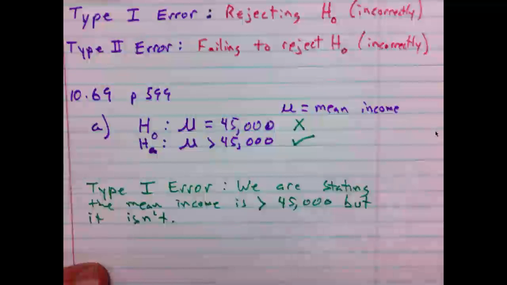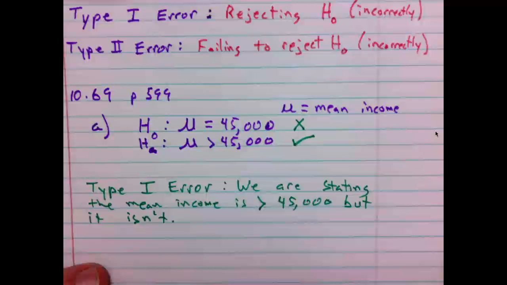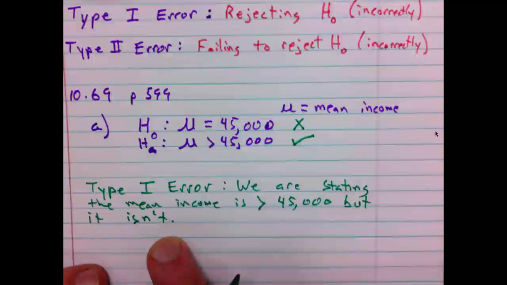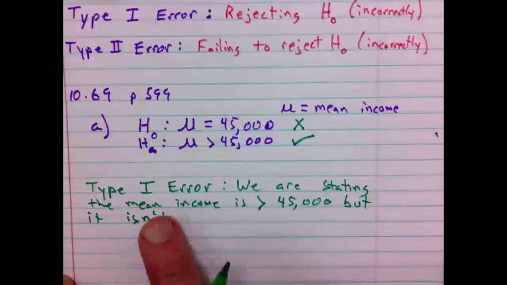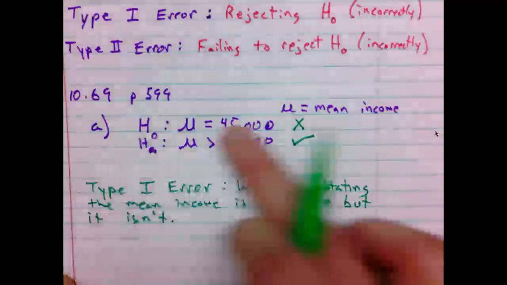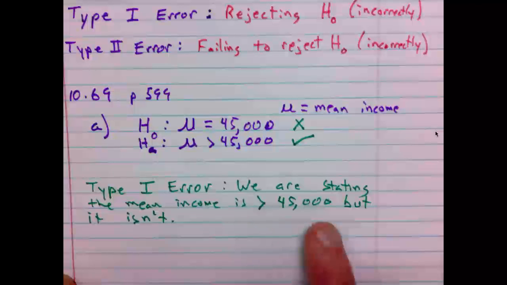What does that mean for us? Well, it means we're going to build this restaurant, but it's probably not going to be successful. Part B asks us to talk about that, so I'll leave that for then. So, first part, type 1 error here is we are rejecting H naught. We are throwing out H naught. We are taking HA. We are stating the mean income is greater than 45,000, but it isn't.